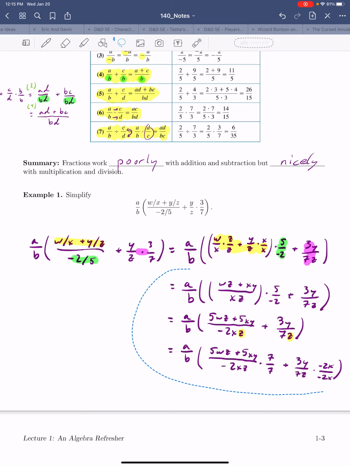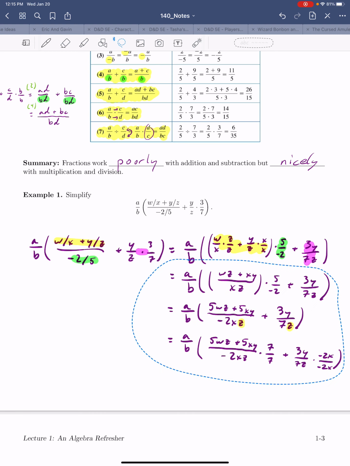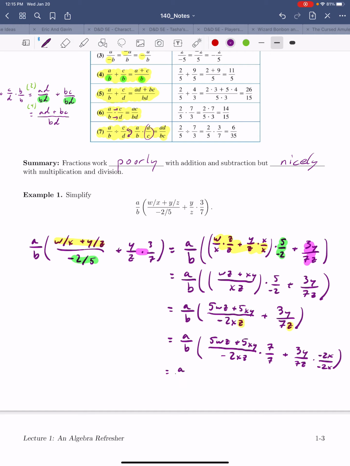I think we're running out of room here, so I'm going to cheat a little bit and maybe scoot this up a little bit. Okay, so then when we rewrite this and we simplify this, we're getting 35wz plus 35xy plus, or I guess I should say minus 6xy, right? Because I'm multiplying 3y and negative 2x, all over this common denominator, negative 14xz, right? You see where I'm getting that from? That's this guy right there.